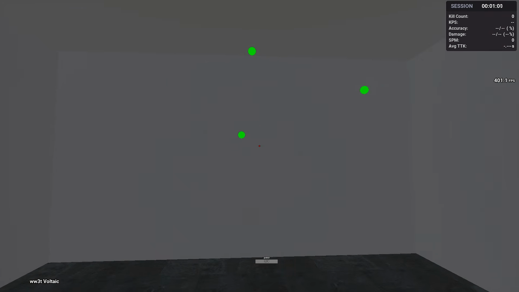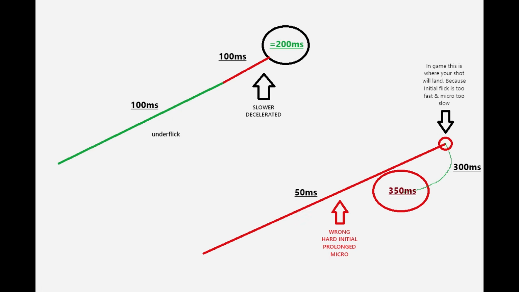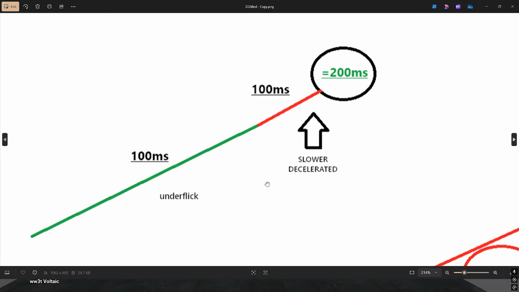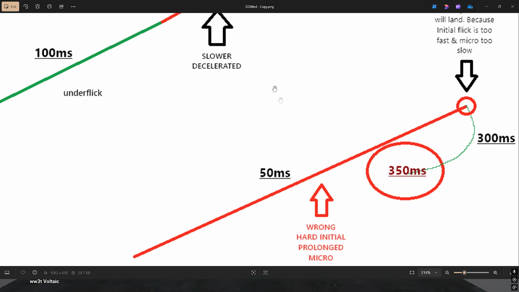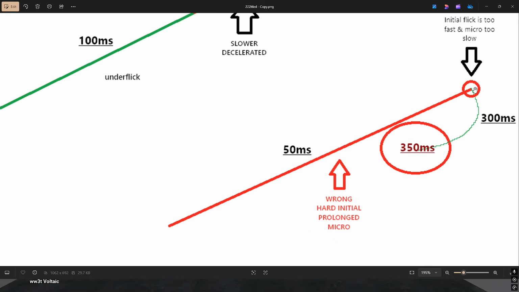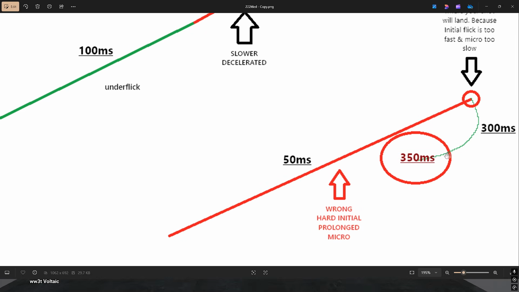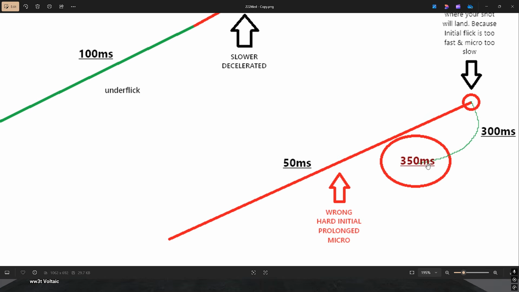But to keep it short, there are 3 things I want you to do to solve this. Number 1 is to focus on your decelerations, and I'll show you a great picture right here. If you look at this first person, he's underflicking and having the same speed on his micro as his initial flick, which leads to a 200 millisecond time to reach the target. This person, however, has a very fast initial, faster than the first guy, but his micro is so slow because he's so fast and he doesn't decelerate, which leads to a longer time to kill.